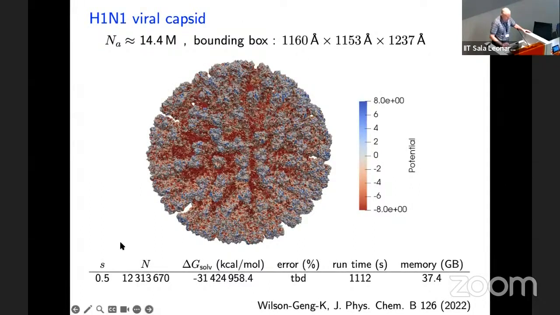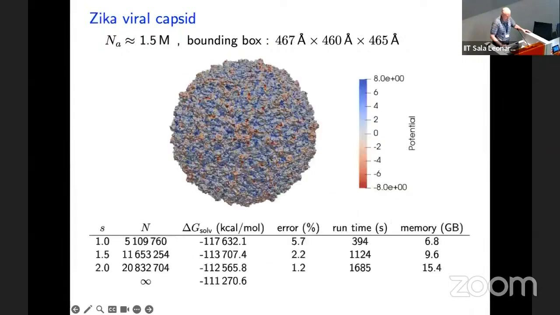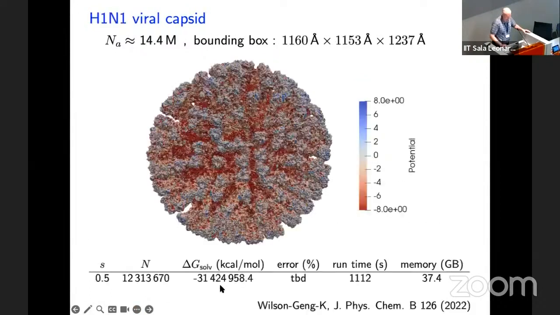But he was only able to get it to run because it's so big with nanoshaper scale 0.5. And there were 12 million triangles. Just look at the difference in solvation energy. This one is also pretty big compared to what you're used to if you look at proteins. But this one is like minus 31 million.